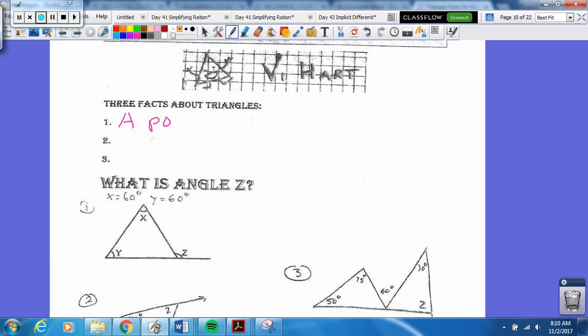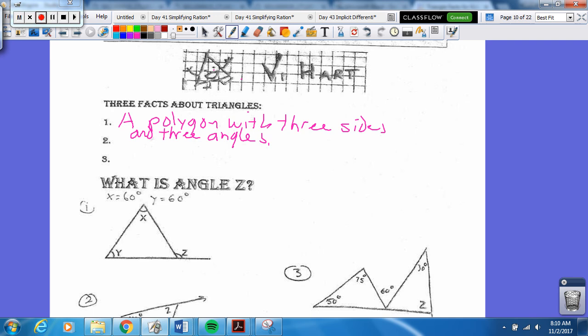It's a polygon with three sides and three angles. There you go. Polygon with three sides and three angles. What else do we know?